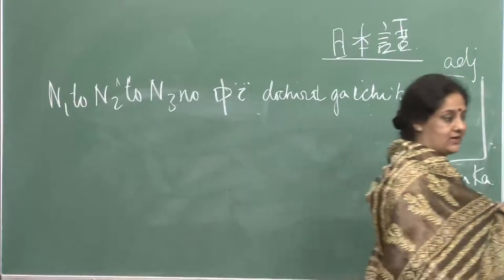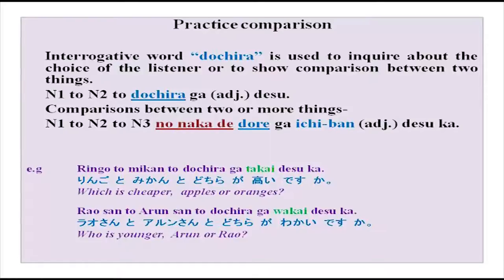most omoshiroi desu ka? Eiga 1 to eiga 2 to eiga 3 no naka de dochira ga ichiban omoshiroi desu ka? You can ask like this. Eiga 2 no hou ga omoshiroi desu. I prefer eiga 2 over all the others. So, you can ask, practice like this and feel comfortable. Ringo to mikan to dochira ga takai desu ka?